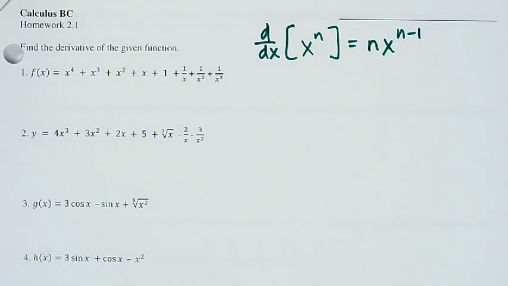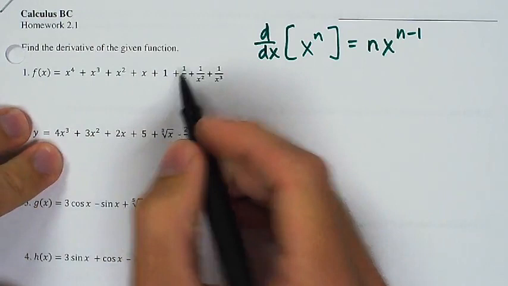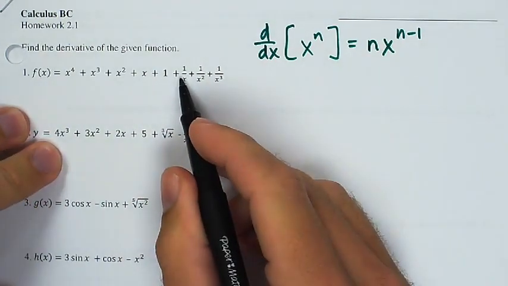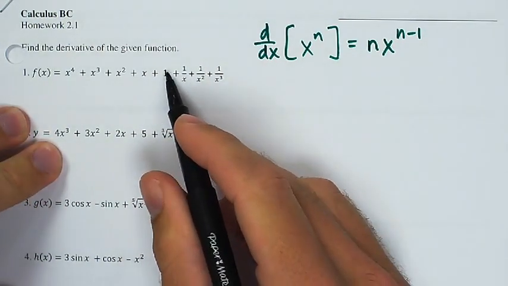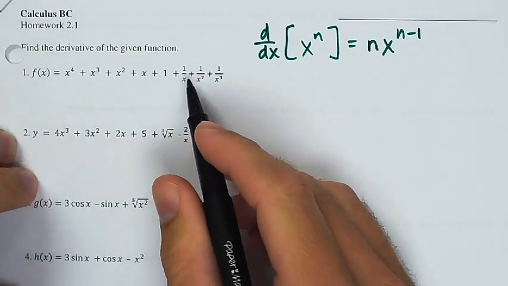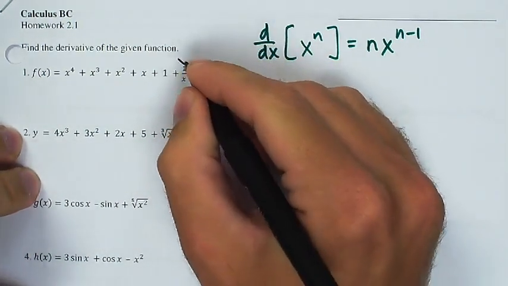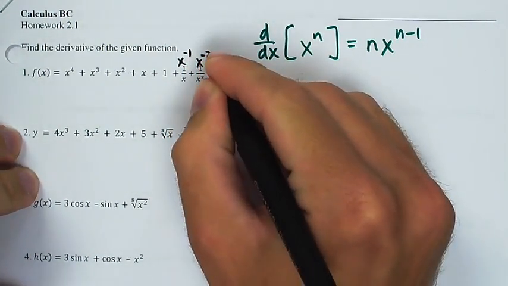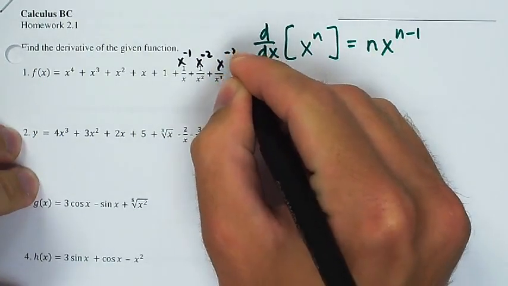So if I've got f of x equals this, well, hold on. These aren't written as powers. We can think about that as 1x to the 0 if we like. This is x to the negative 1. This is going to be x to the negative 2, and that's going to be x to the negative 3.